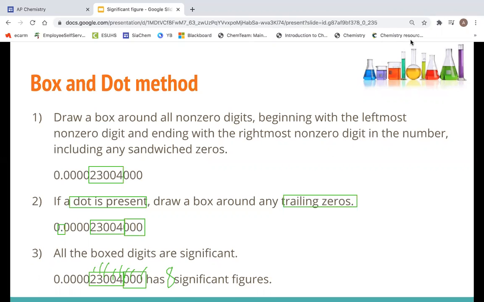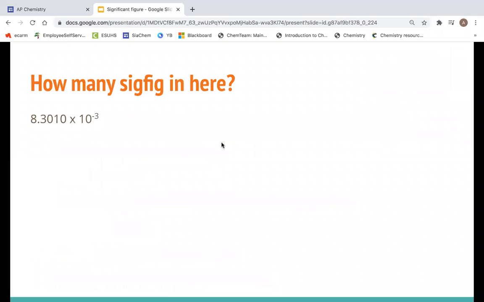Okay, so let's try to apply them. We have this question. How many significant figures is it? This one is a little bit tricky, but you can ignore that part because it is already scientific notation, which you're going to learn in the next lesson. So you can ignore this and just check. See how there is a decimal? We're just going to count them all. 1, 2, 3, 4, 5. 5 significant figures. Okay, I'll talk about this one in the next lessons. So let's move on.